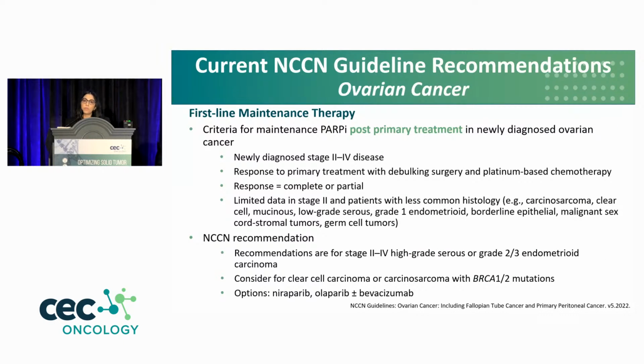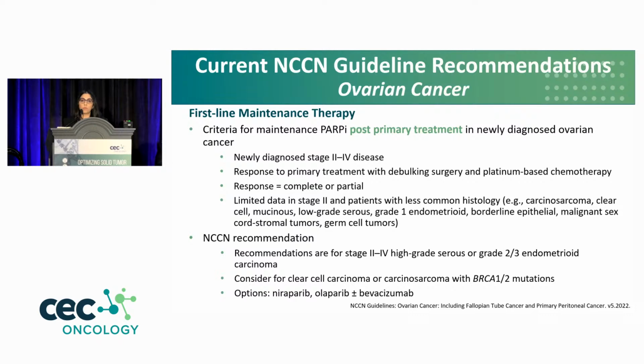Okay, so we'll first talk about ovarian cancer, and this slide goes over the first-line maintenance therapy post the primary treatment with debulking surgery as well as a platinum-based chemotherapy. Criteria for using PARP inhibitors in this setting include stages 2 to 4 ovarian cancer, and patients must have had a response to primary treatment with surgery and a platinum-based chemotherapy. And with respect to the BRCA mutation status and HRD status, that depends on the agent, and we'll talk about that in the next slide.